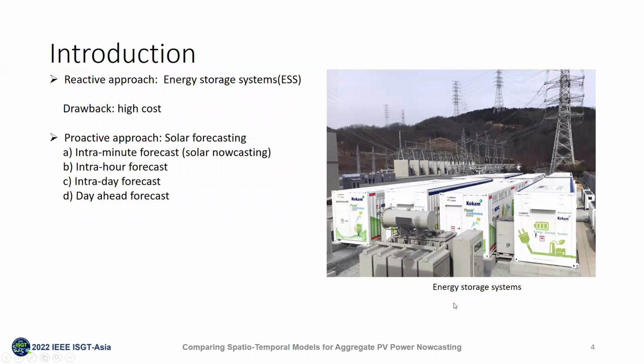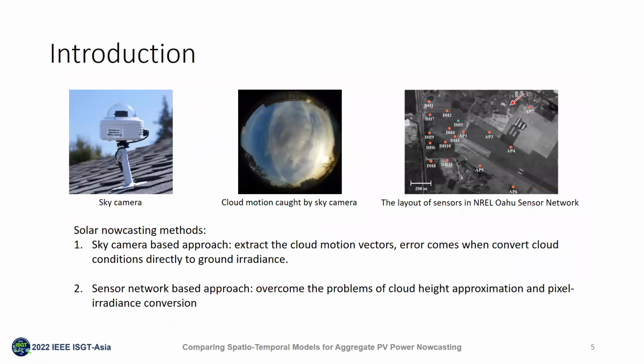The first one is using an energy storage system, which is termed the reactive approach. However, with the scale of PV power systems increasing, the cost of energy storage systems will be very high. Therefore, people turn to using solar forecasting, which is termed the proactive approach. Based on time scale, it can be divided into 4 classifications, for instance, intra-minute, intra-hour, intra-day, and day-ahead forecasting. The intra-minute forecasting is also known as solar nowcasting. And there are 2 methods for solar nowcasting, which are the sky image and sensor network-based approaches.